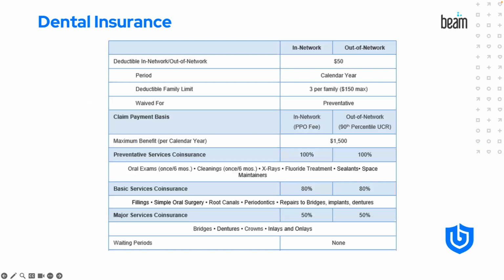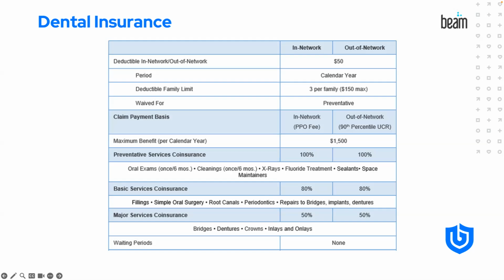You are also being offered dental insurance through Beam Benefits. And on this dental plan, the annual maximum benefit is $1,500. And what this means is that Beam will pay for up to $1,500 towards covered dental services each year. Your preventative services such as oral exams, cleanings, and x-rays are covered at 100%. Basic services such as fillings and root canals are covered at 80%. And major services such as crowns are covered at 50%.